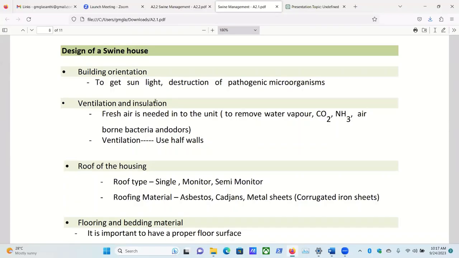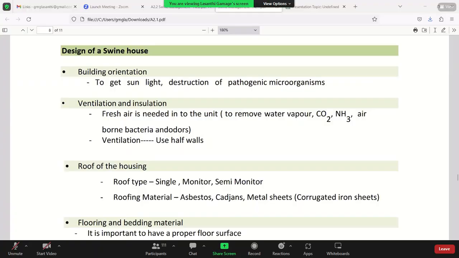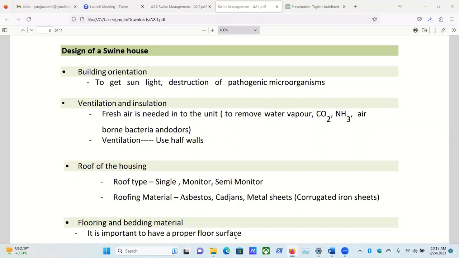And the ventilation and the insulation. Ventilation means the removal of carbon dioxide and taking oxygen inside. So fresh air is needed into the swine unit to remove water vapor, carbon dioxide and ammonia. Ammonia is generated from the fecal matter of the animals. So fresh air coming into the system is a must. We can build half walls to enhance the oxygen coming inside the system.